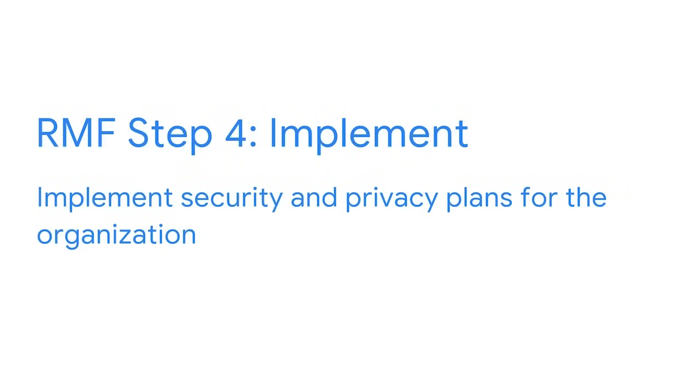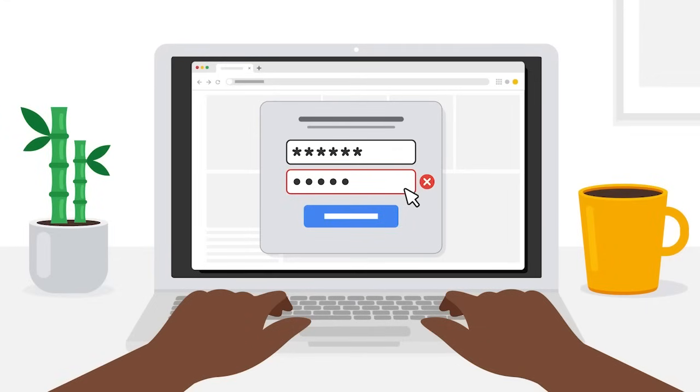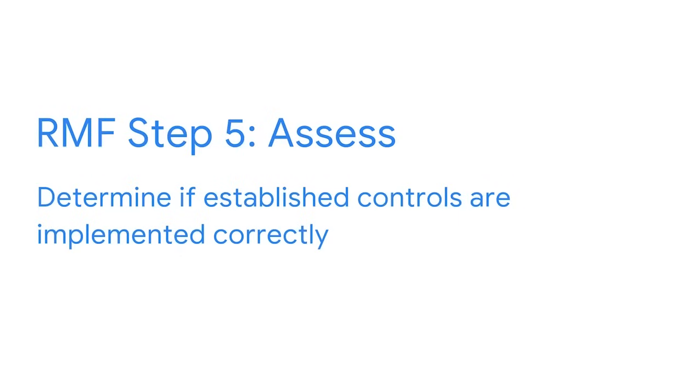Step 4 is to implement security and privacy plans for the organization. Having good plans in place is essential for minimizing the impact of ongoing security risks. For example, if you notice a pattern of employees constantly needing password resets, implementing a change to password requirements may help solve this issue.